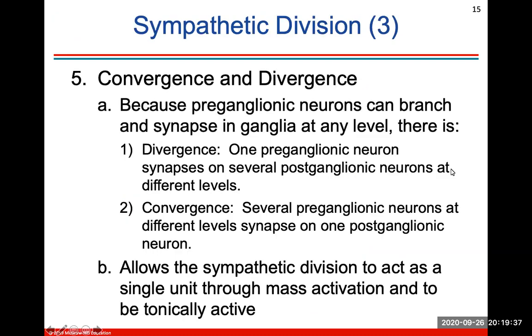Convergence and divergence. Because these preganglionic neurons can branch and synapse in ganglia at any level, there is divergence, which is when they diverge. So one preganglionic neuron will synapse on several postganglionic neurons, or they will converge, where you have several preganglionic neurons at different levels that synapse on one postganglionic neuron. And this just allows the sympathetic division to act as a single unit through mass activation, which is very important.